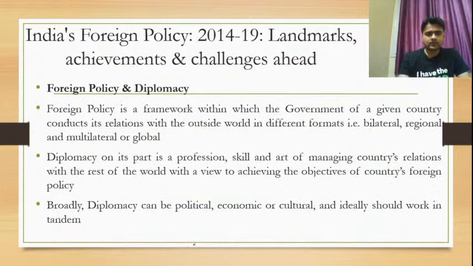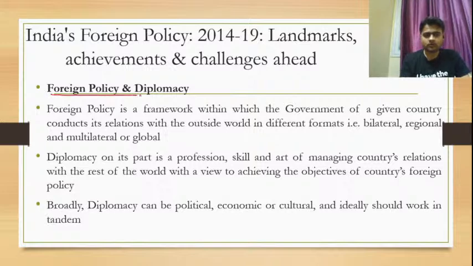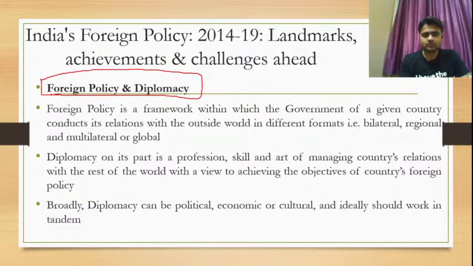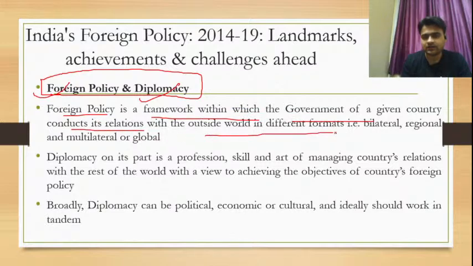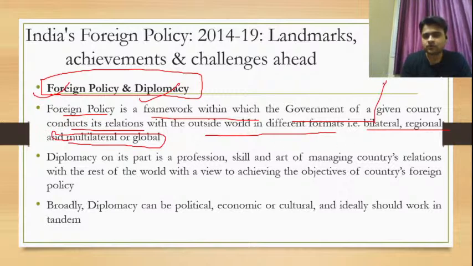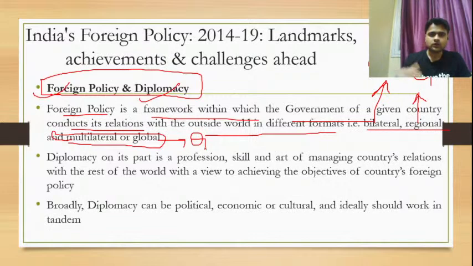Okay, now let us come into our core discussion, that is foreign policy and diplomacy. What is the difference between these two terms? Foreign policy is a framework within which the government of a given country conducts its relations with the outside world in different formats. That is, it can be bilateral, regional and multilateral or global. Fine. Now give me one example for each: a bilateral grouping or association, a regional association and a multilateral or global association. These are very easy questions. I just want to refresh your knowledge.